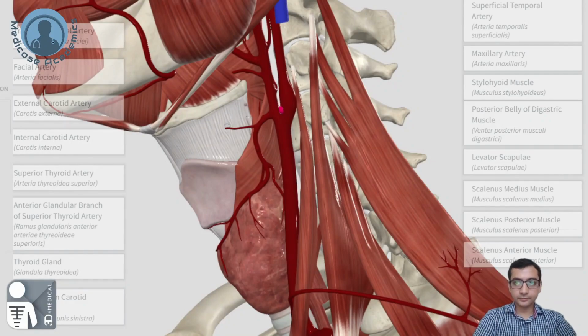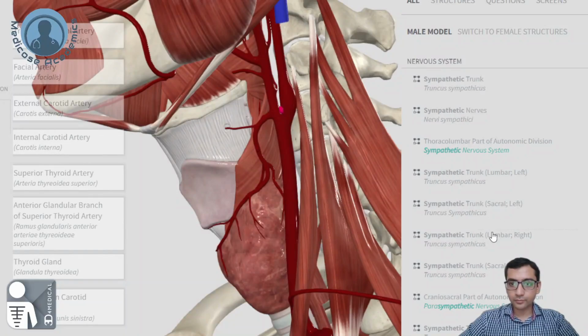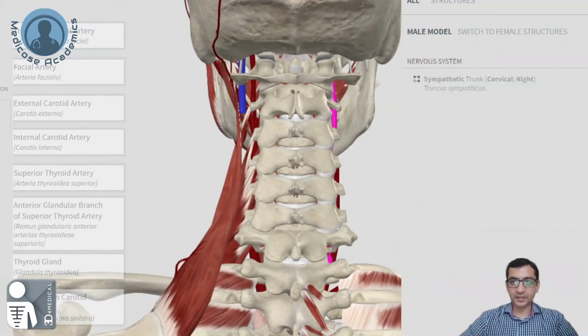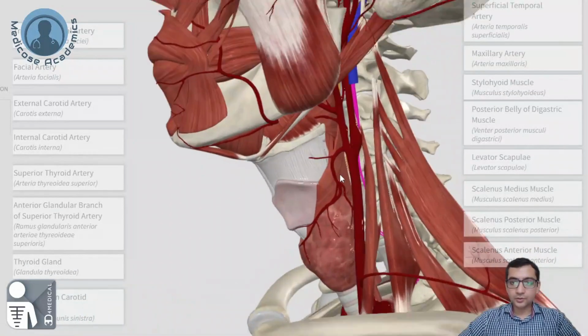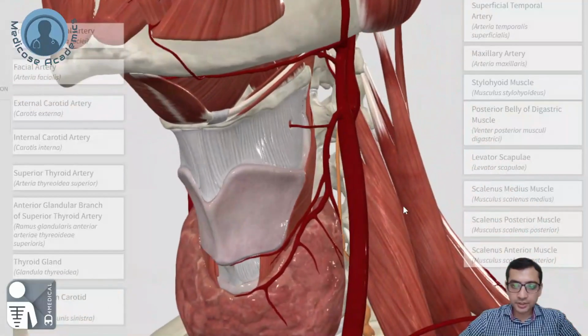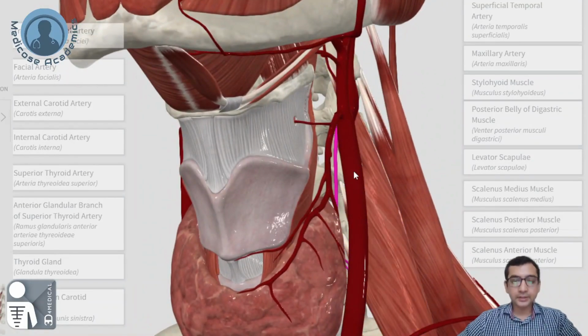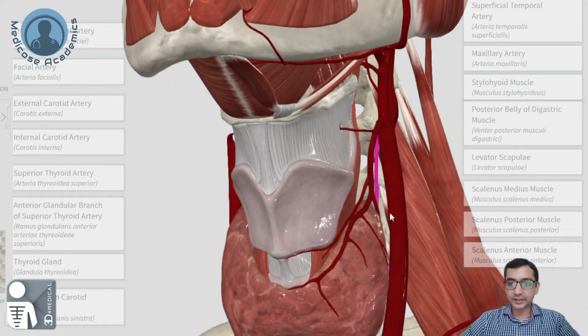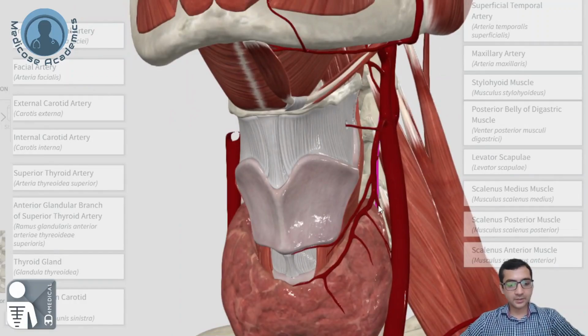Let's add the sympathetic trunk here. Oh, sorry, left side. On the left side. Okay. So you can see the common carotid artery. It is posteriorly related to this muscle, the scalenus anterior. It is also posteriorly related to the sympathetic trunk that is behind it, and behind it, through the scalenus, indirectly it is linked to the transverse processes of the cervical vertebrae.